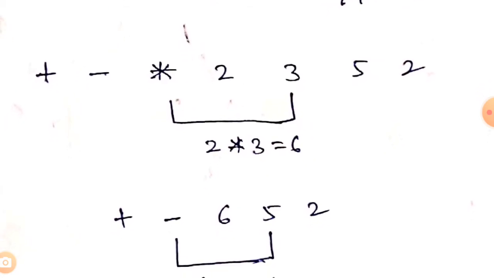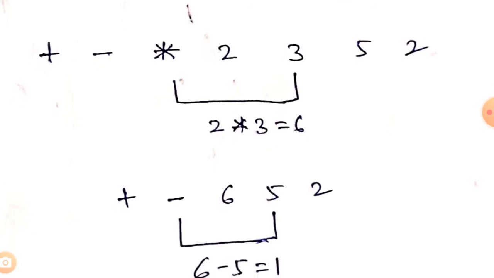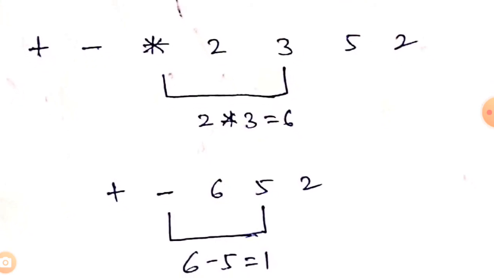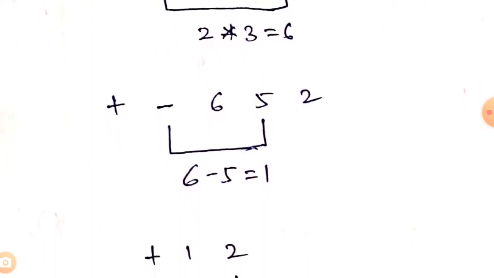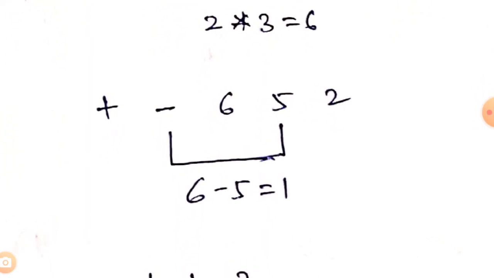This is pre-order traversal. So in place of 2 into 3, there is the value 6. Now 6 you have to replace in place of these 3, star 2 3. Now the expression becomes: plus, minus, 6 5 2. Then from this, observe minus is the first one from right to left. Then after minus, 6 5 is there. So from this, the value is 6 minus 5 equal to 1. You have to take like this in pre-order traversal.